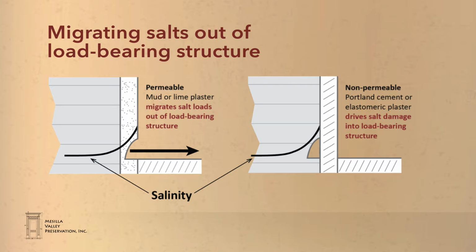The illustration on the right shows the same salinity gradient behind a less permeable Portland cement or elastomeric stucco coating. In this scenario, the damage typically takes place behind the plaster layer, in the actual load-bearing structure of the wall. In fact, the cement or elastomeric stucco layer can appear quite normal, while considerable invisible structural wall damage is done by circulating salts.